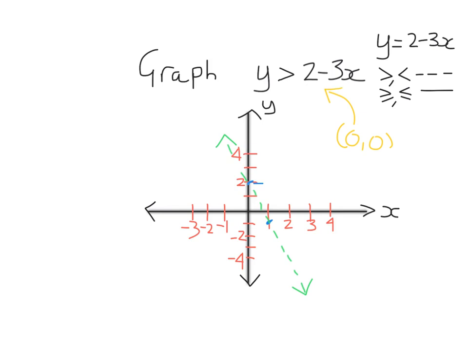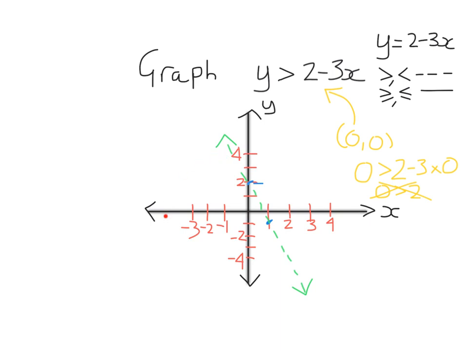So, substituting into the inequality, I get y is greater than 2 minus 3 times 0. So this is saying 0 is greater than 2. Clearly, that's an untrue statement. 0, 0 does not satisfy the inequality. That means 0, 0 is not part of the required region.